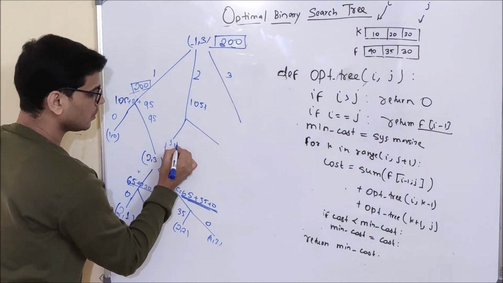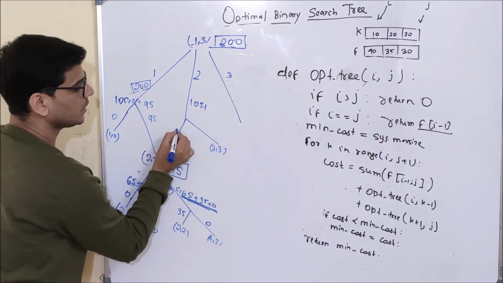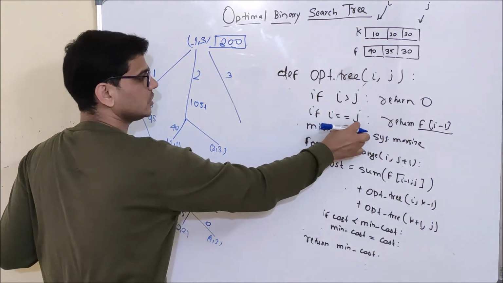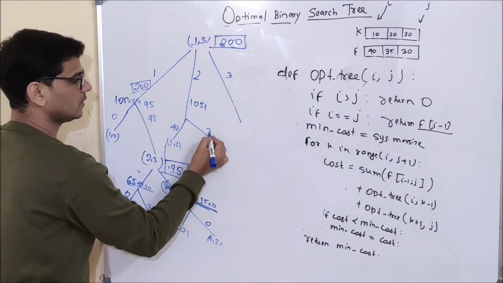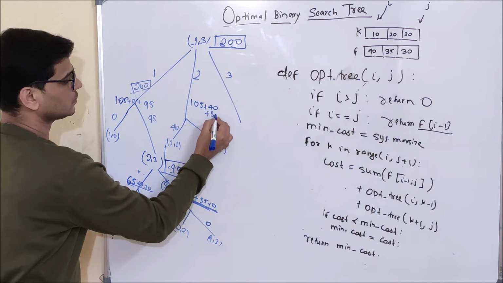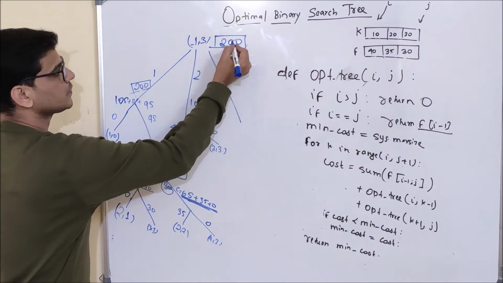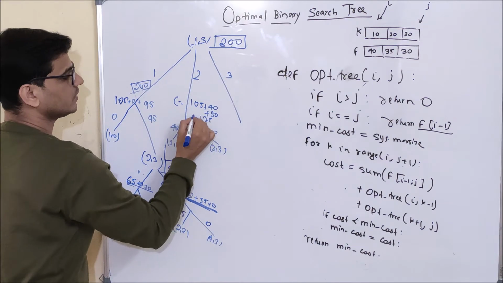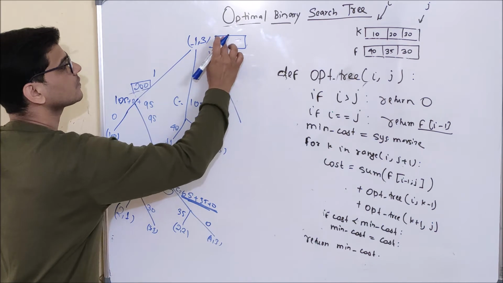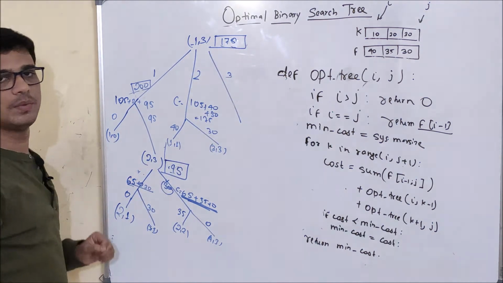This will be 1 1. This will be 3 3. From here 40 will be returned, since i is equal to j, and from here 30 will be returned. So 100 plus 40 plus 30 equal to 175. And as you can see, cost is 175, mean cost is 200. So here 175 will be updated.